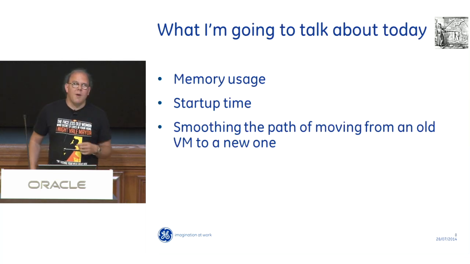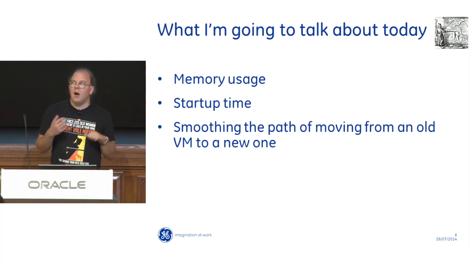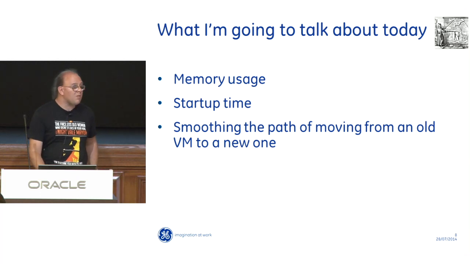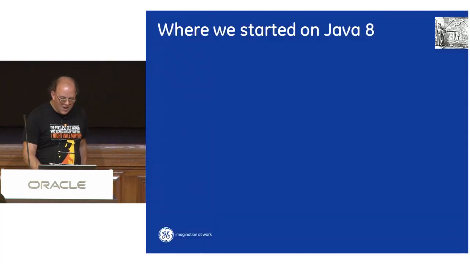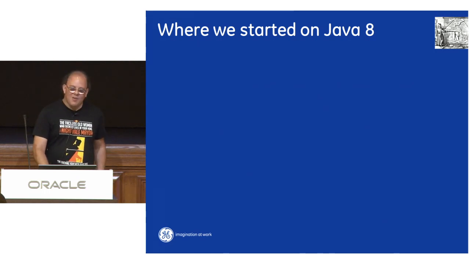So I'm going to talk about 3 areas of this work we've been doing today: memory usage, startup time, and the transition from the old VM to the new one, and making that as smooth as possible for our development teams. So I'm going to start with memory usage, and where we started when we first tried Java 8 with this stuff.